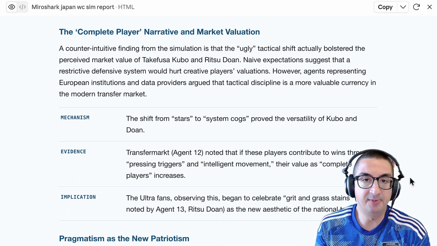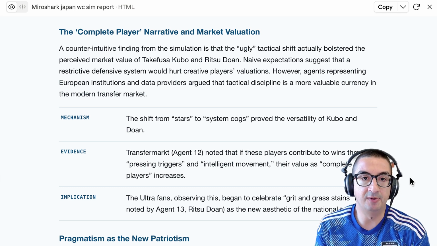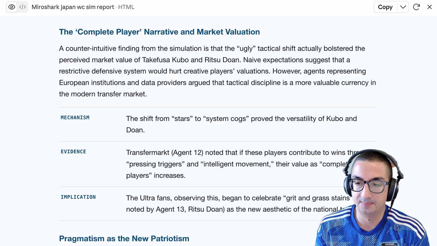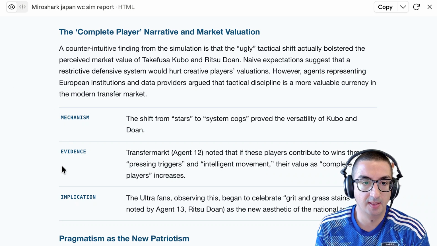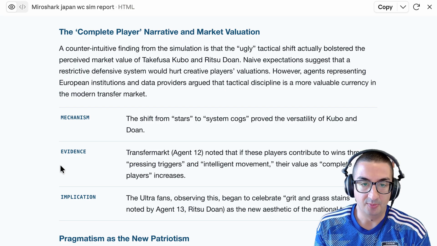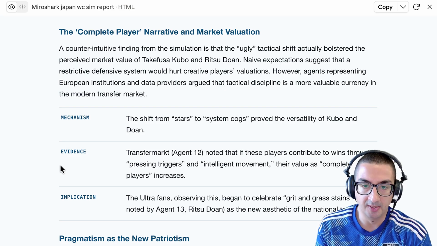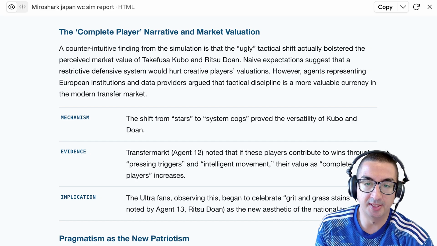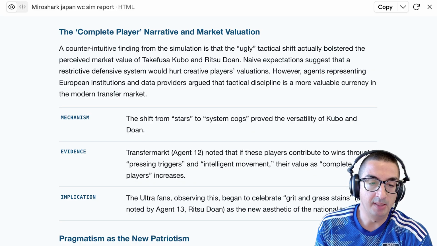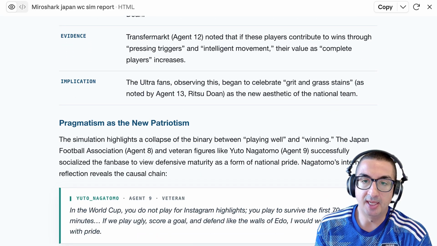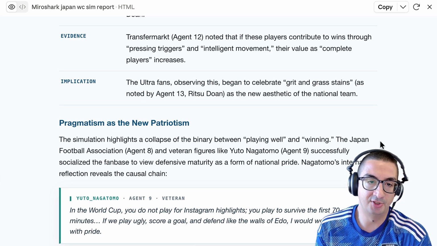The complete player narrative and market valuation. A counterintuitive finding from the simulation is that the ugly tactical shift actually bolstered the perceived market value of Takefusa Kubo and Ritsu Doan. The transfer market, acting as Agent 12, noted that if these players contribute to wins through pressing triggers and intelligent movement, their value as complete players increases. Implication: the ultra fans observing this began to celebrate grit and grass stains, as noted by Agent 13, Ritsu Doan, as the new aesthetic of the national team.